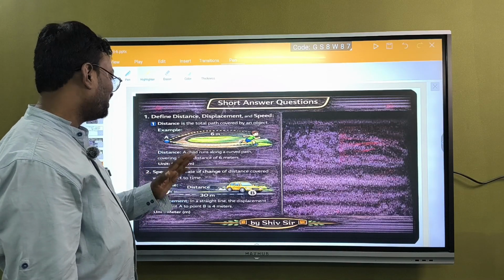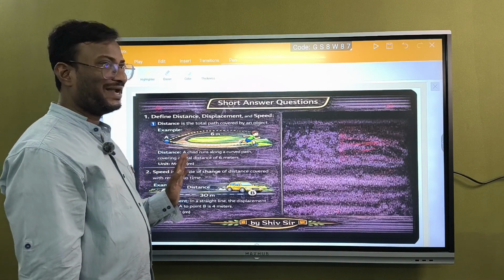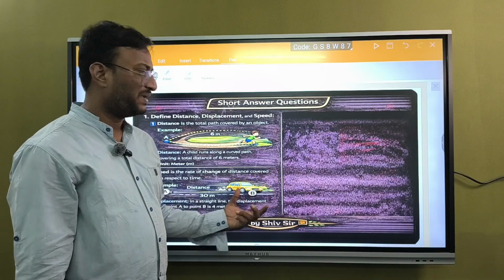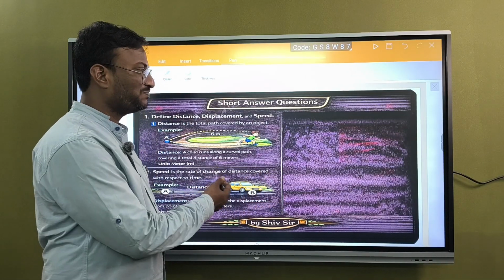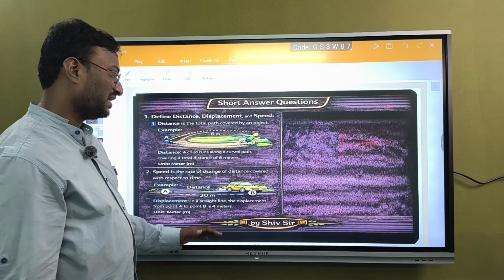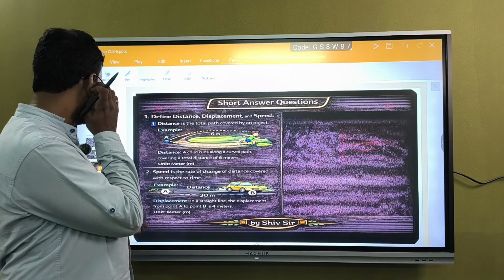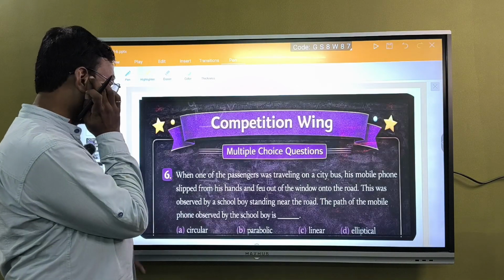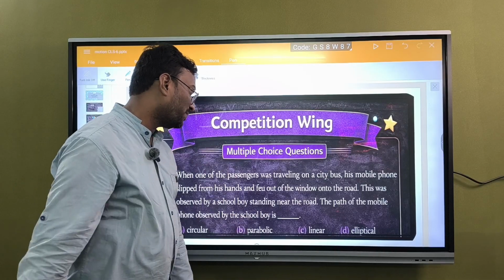And next, what is speed? Speed is the rate of change of displacement, that is displacement by time taken, which has the unit meter per second. Okay, so next we go for one of the problems.